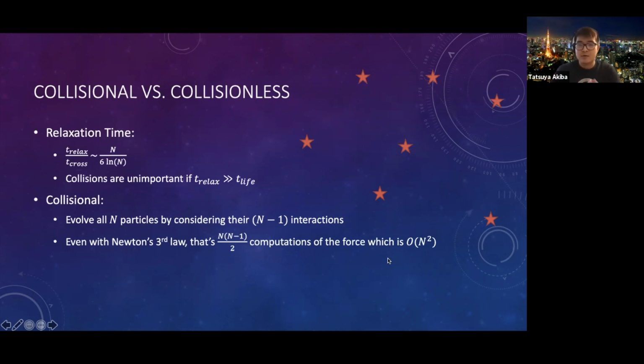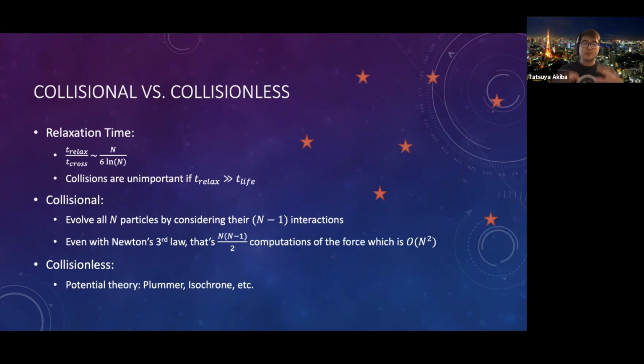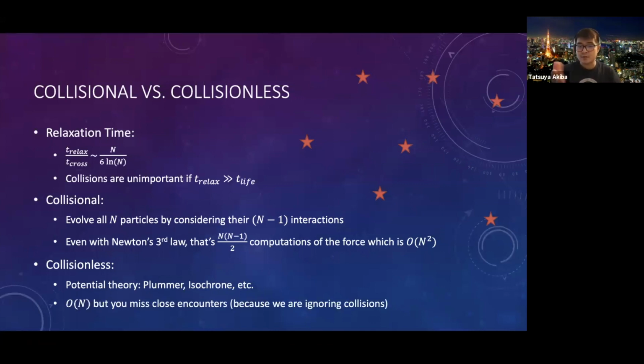But instead of doing that, if we can say that the relaxation time is sufficiently large, so we can treat the system as a collisionless system, then we can use potential theory. So these are things that we've already talked about: Plummer's potential, isochrone potential. Basically, we can assume a common potential on the entire system and use that to compute the force on each particle. So this is going to be order n, but indeed you miss close encounters, right? Because that's the assumption that went into it. We assumed that the system is collisionless, so you're going to miss close encounters, which might be important in some situations to the evolution of the system.